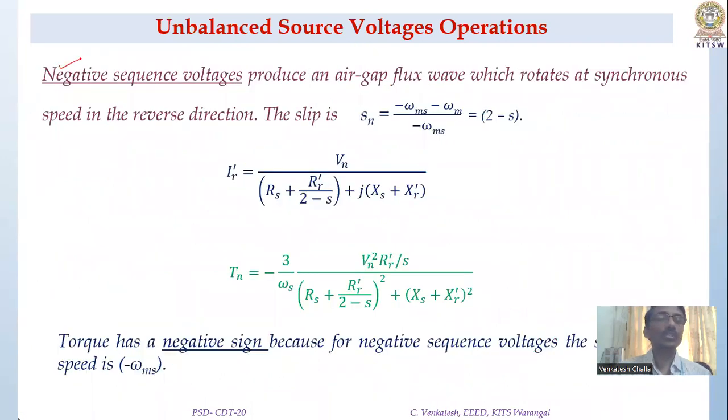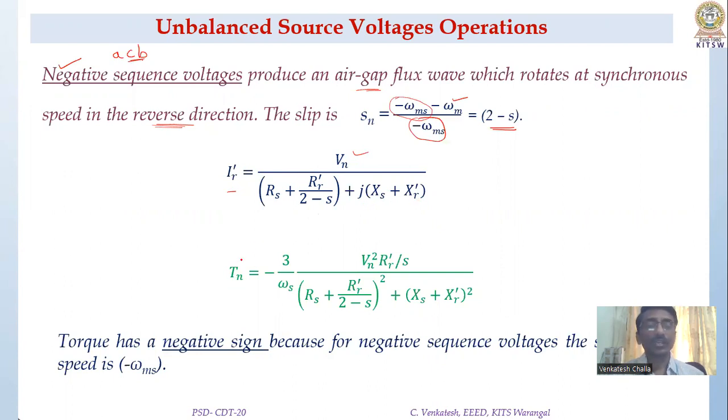Now coming to the negative sequence voltages, as now the phase sequence is ACB, these will produce air gap flux in the opposite direction, and hence the fluxes are rotating in reverse. Now the slip will be given by what? The synchronous speed is minus omega ms, so minus omega ms minus the rotor speed omega m divided by minus omega ms. That will come to 2 minus s. So therefore, the Ir dash now will be equal to what? Vn divided by Rs plus Rr dash by (2 minus s) plus j into (Xs plus Xr dash).